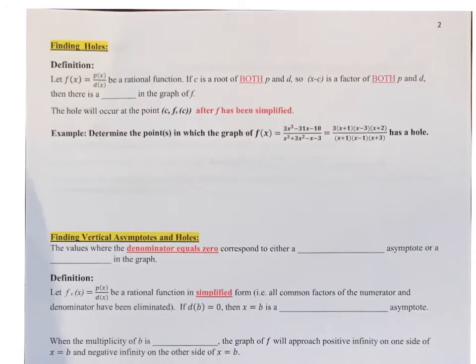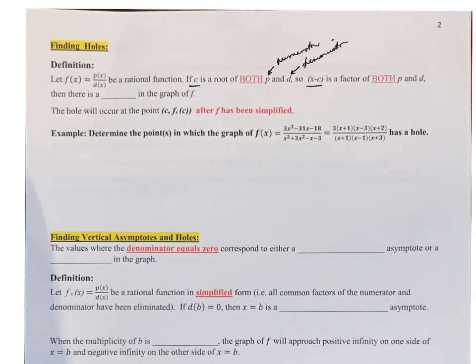Okay, so the first thing we're going to look for in our rational function are holes. And so I've got this rational function f of x, it's equal to p of x over d of x. We're told it's a rational function, which means it's a polynomial divided by a polynomial. And then I'm told that if c, so some number c, is a root of both p and d. Now remember, p is the numerator and d is the denominator. Okay, so I've got this number, it's a root of both. Then that means that x minus c is a factor of both the numerator and the denominator.